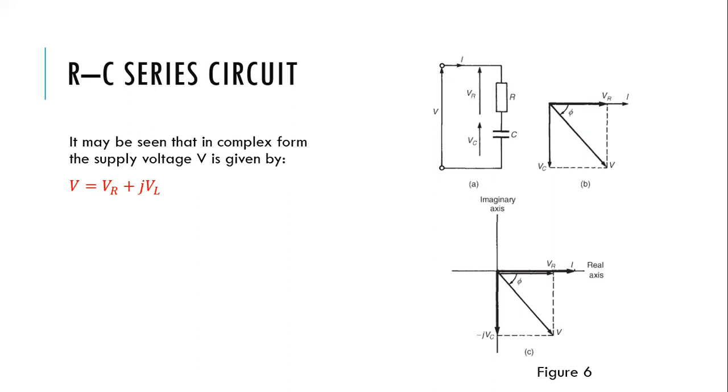The phasor diagram may be superimposed on the Argand diagram as shown in figure 6C. It may be seen that the complex form of the voltage is given as V equals VR plus jVC. Sorry, this is C.